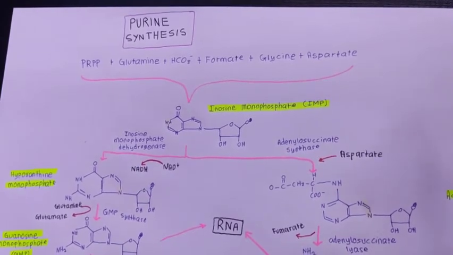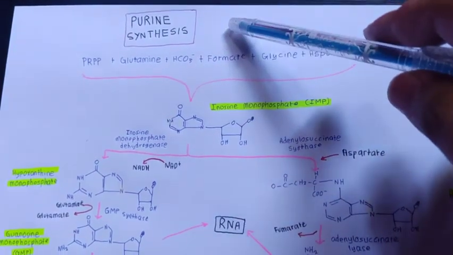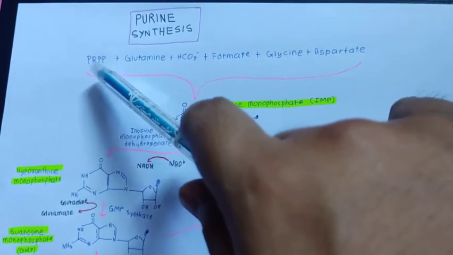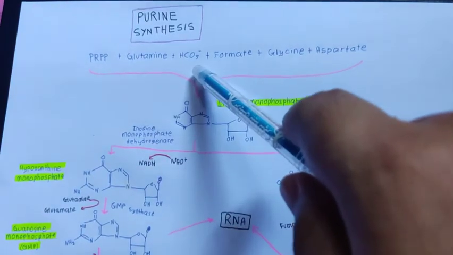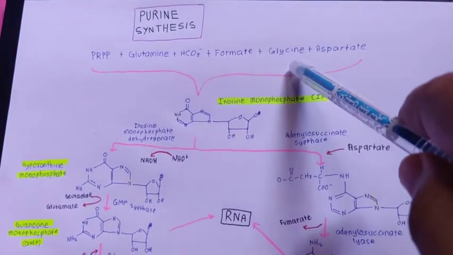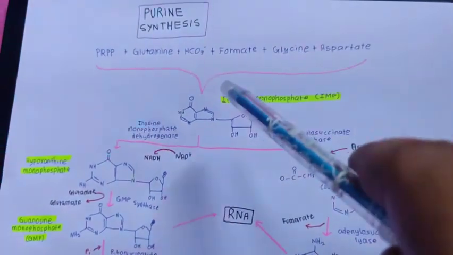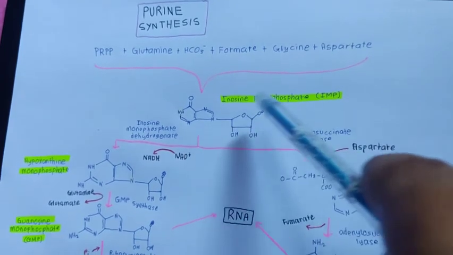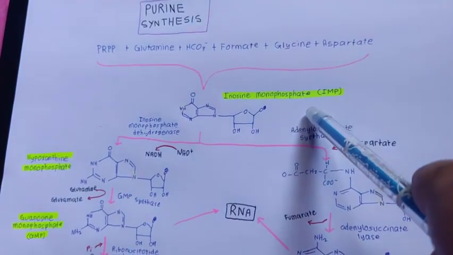We move to the next synthesis, that is purine synthesis. Here at purine synthesis, we use some molecules: PRPP, phosphoribosyl pyrophosphate, glutamine, bicarbonate, formate, glycine, and aspartate. So we convert these molecules into one molecule called inosine monophosphate or IMP. This synthesis has 10 steps.